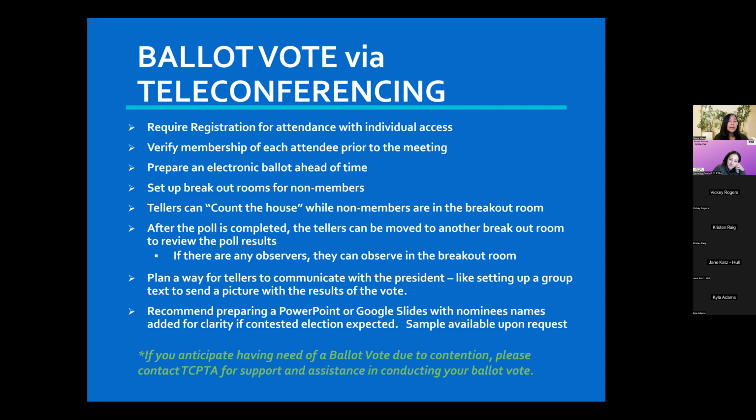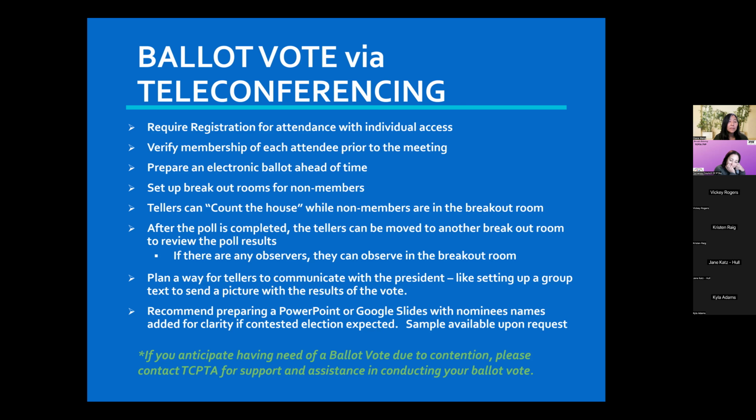Each nominee is allowed to have an observer, somebody who checks the tellers when they count the votes, in case they want to have somebody watch. It cannot be the nominee, but they can appoint someone to observe for them.